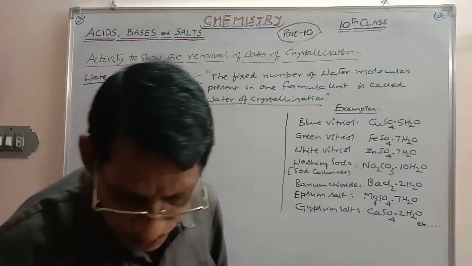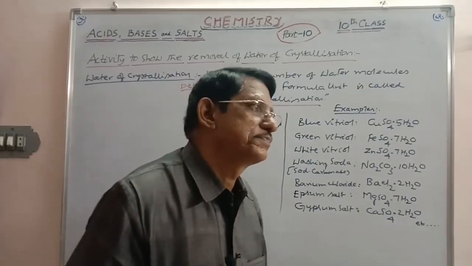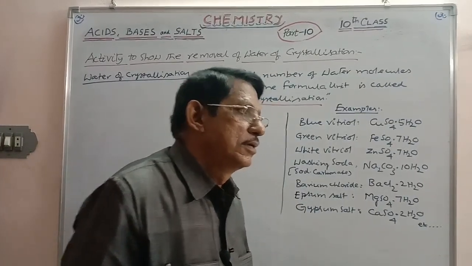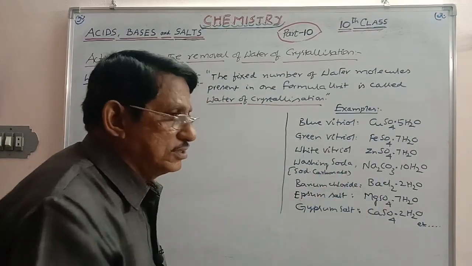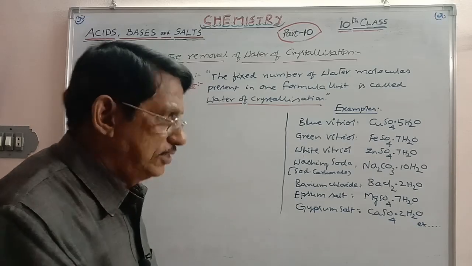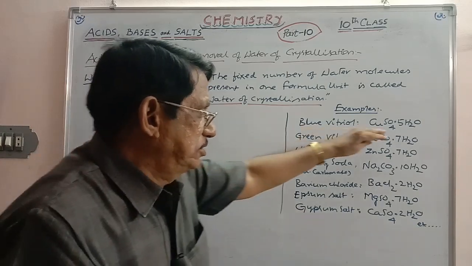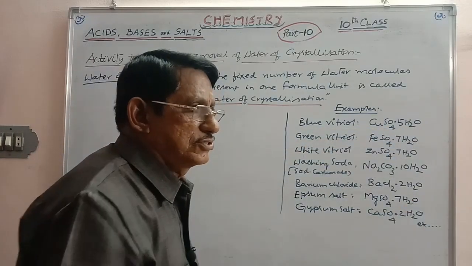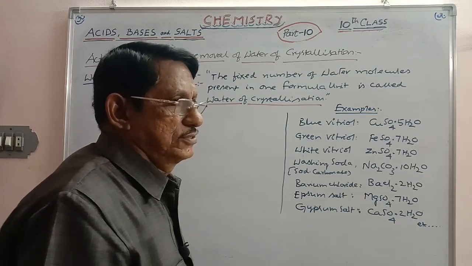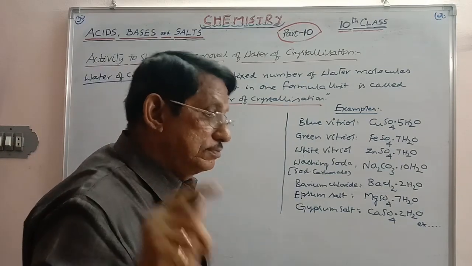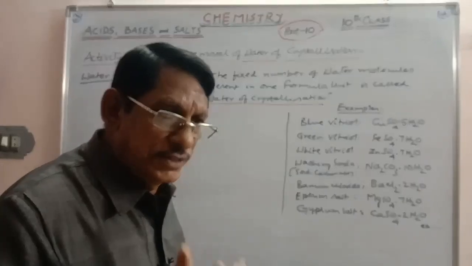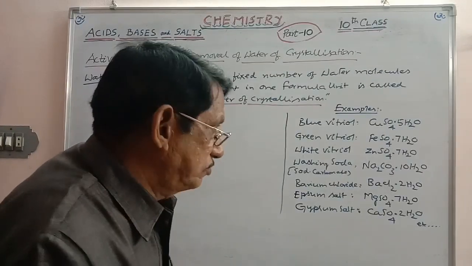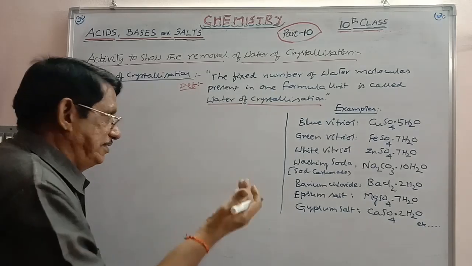Okay. Now you have to show an activity. Can you make the water molecules dissociate from this? Yes, definitely, why not? By a heating procedure. When copper sulfate is heated, all the water molecules will be lost and you will get anhydrous copper sulfate. Anhydrous copper sulfate is white in color and hydrated copper sulfate is blue in color. That is the distinguishing character between anhydrous and hydrated.